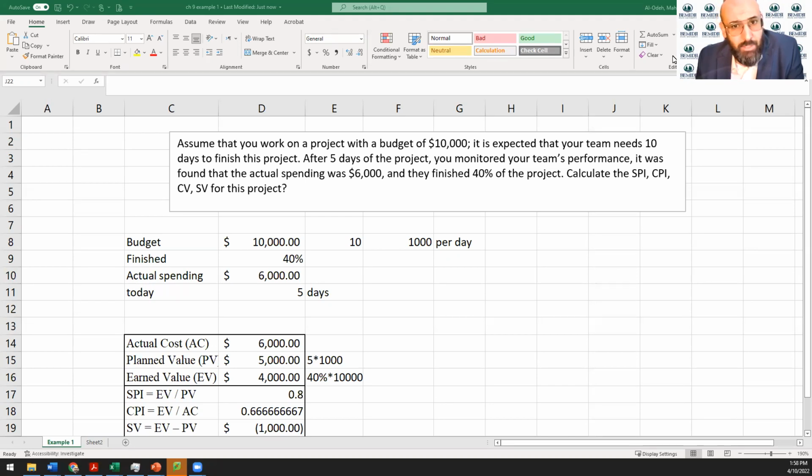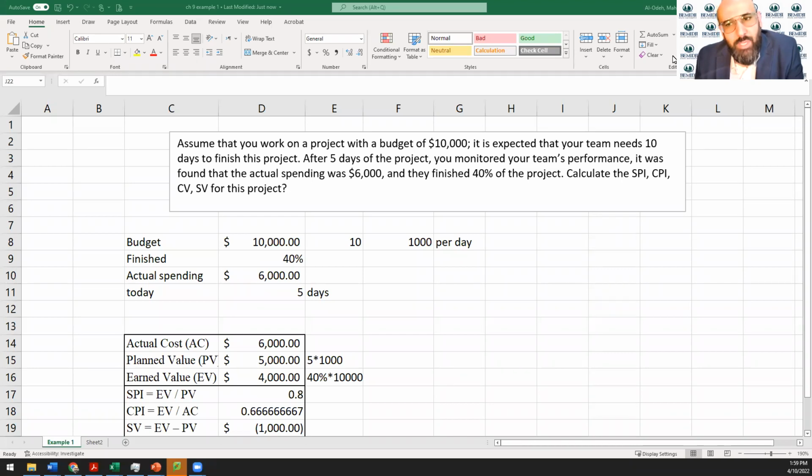After 5 days, because we need to control that, we need to monitor, are we doing okay? We can't just leave it until the end to monitor and control the project. So at some point during the project, you have to check on your progress. So after 5 days of the project, you monitored your team performance. It was found that the actual spending was $6,000 and they finished 40% of the project.